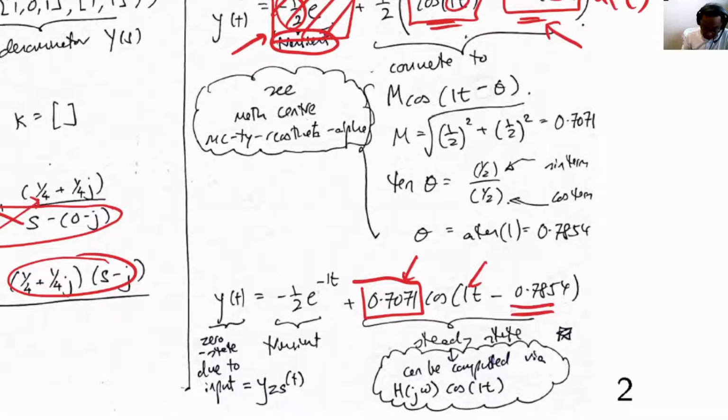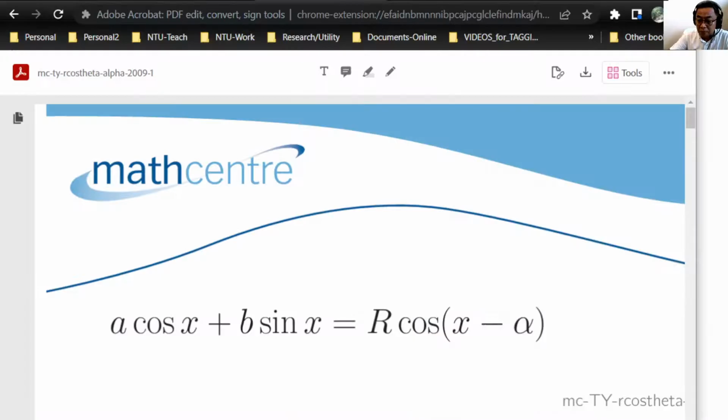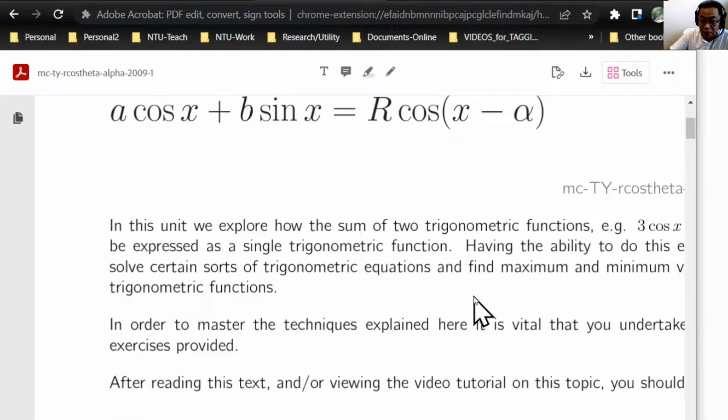Now, if you forget how to do this, I suggest you see Math Centre, this website. Let me pull it out. Google this page, Math Centre, with this term, and you will see that in this tutorial, he teaches you how to represent a cos x plus b sin x as a value R, capital R, cosine of x minus alpha, where alpha is a phase shift. So how do you do that?